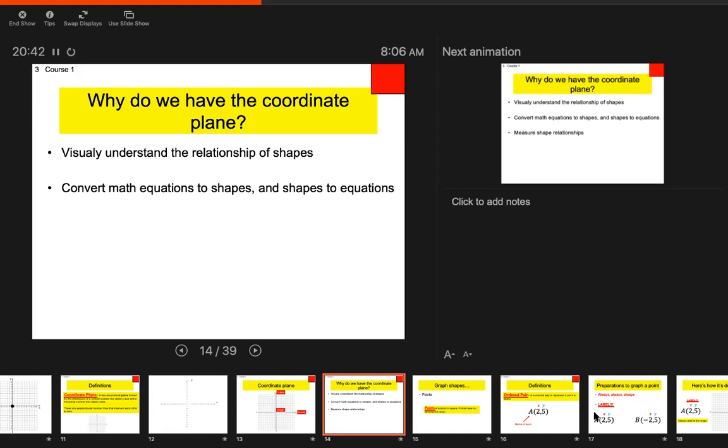Lines have equations. There are equations of circles. There are equations that represent rectangles.